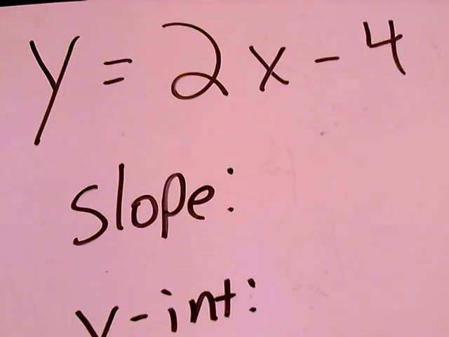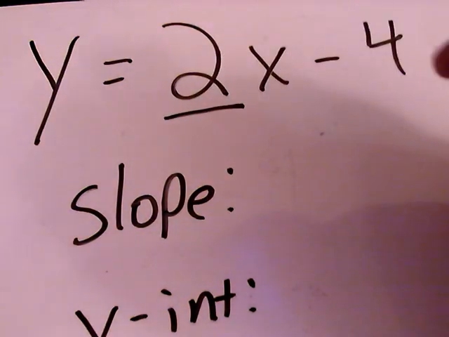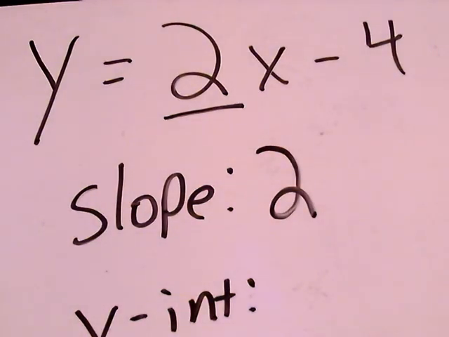Now, remember, this is a number in front of it. It is not 2x. The slope is 2. It's just the number in front of it.